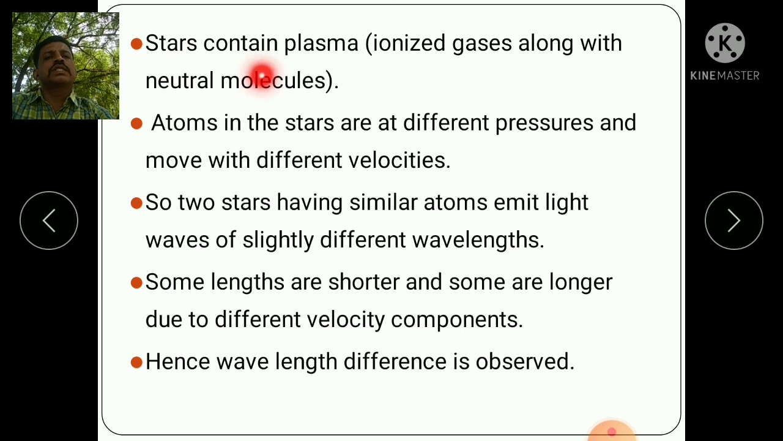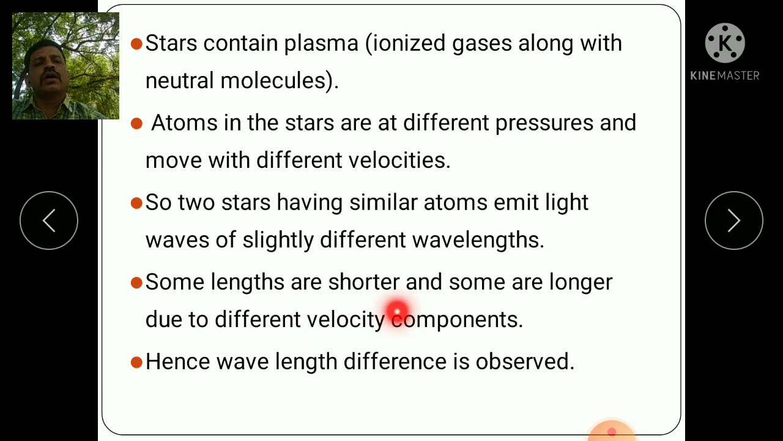Stars contain plasma, ionized gas along with neutral atoms. Atoms in the stars are at different pressures and move with different velocities. So two stars having similar atoms emit light waves of slightly different wavelengths. Some wavelengths are shorter and some are longer due to Doppler effect components. Hence the wavelength difference is observed.